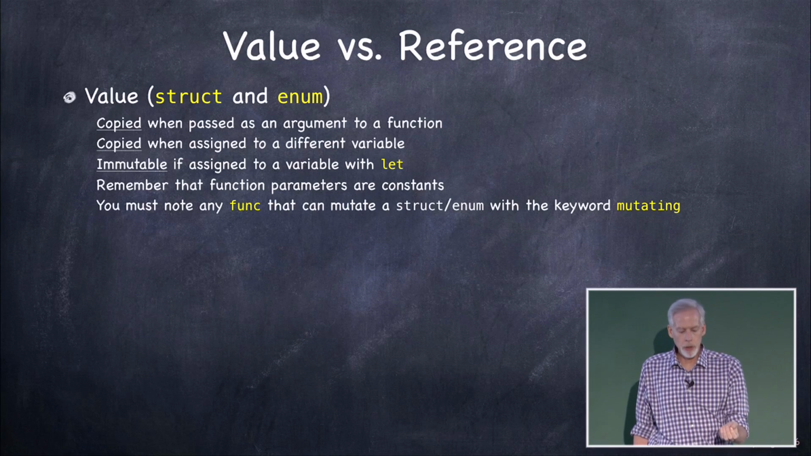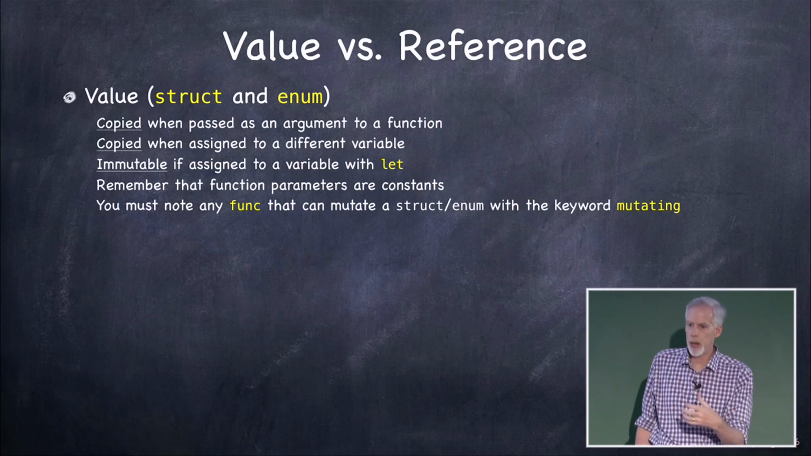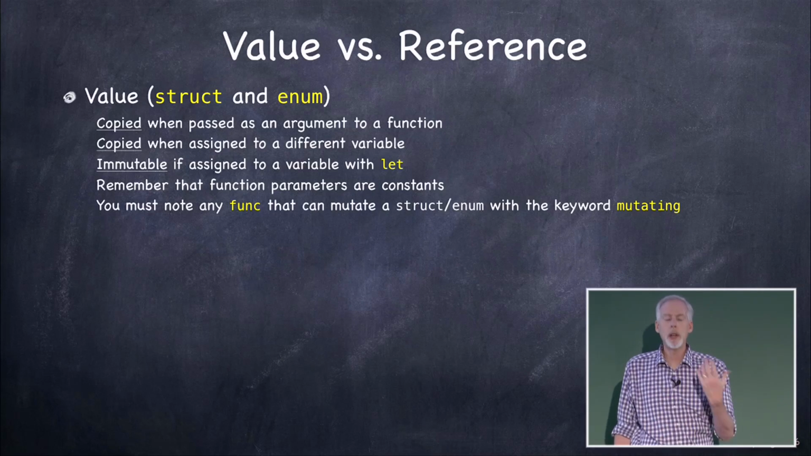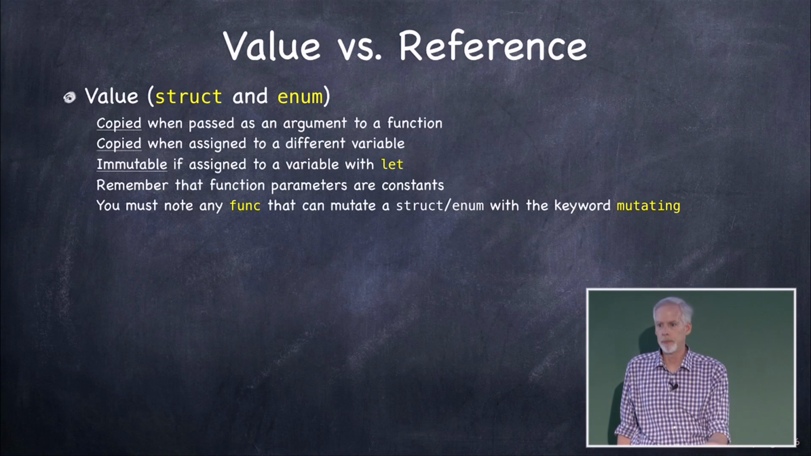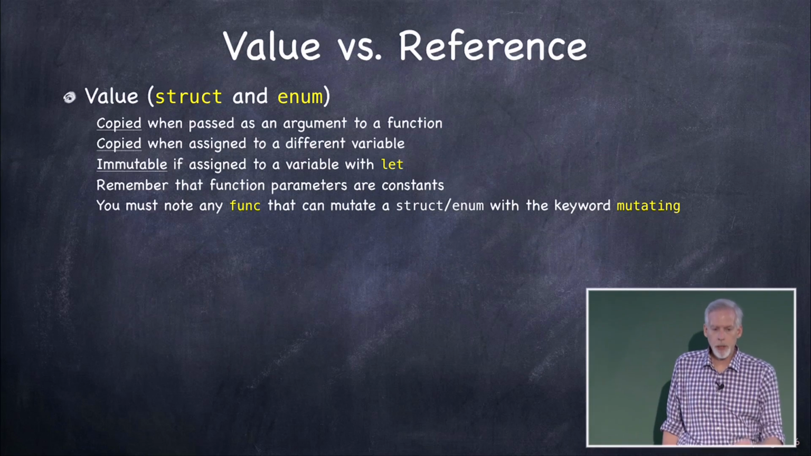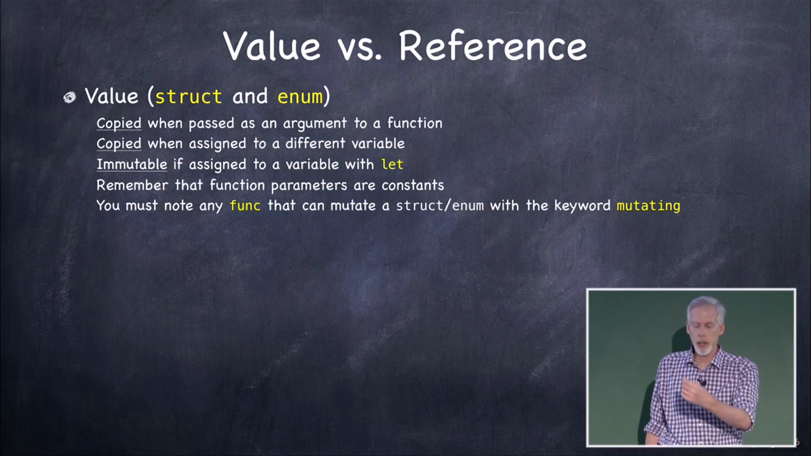A value semantic thing is immutable if it's assigned to a let variable. So if you have an array, since that's value semantic because an array is a struct, and you assign it to a let x equal an array, you cannot append things onto that array because it is immutable. Same thing with a dictionary or whatever. Remember that function parameters, all of them are constants, so of course you're copying them in there, you can't modify them.